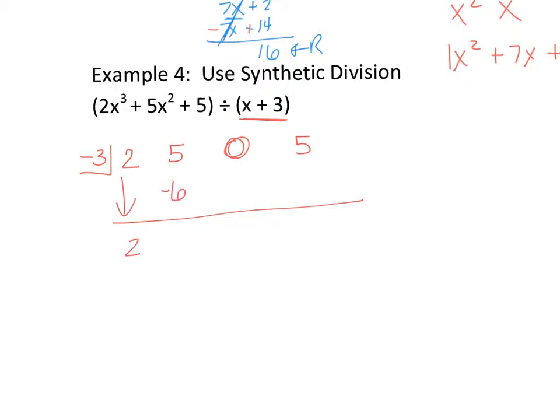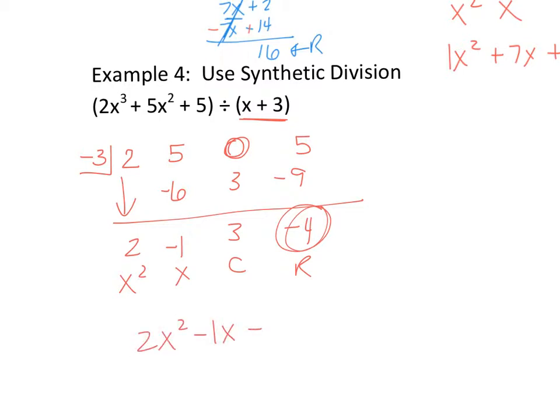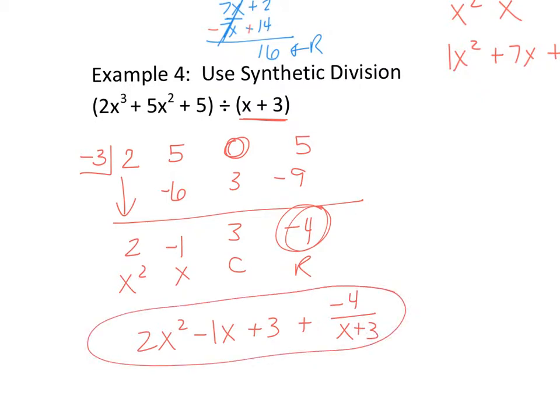2 times negative 3, add, multiply, add, multiply, add. This is our remainder, then constant, x squared. So our answer would be 2x squared minus 1x plus 3 plus negative 4 over what we were dividing by. So quite a bit easier than the long division, just a little bit faster too.